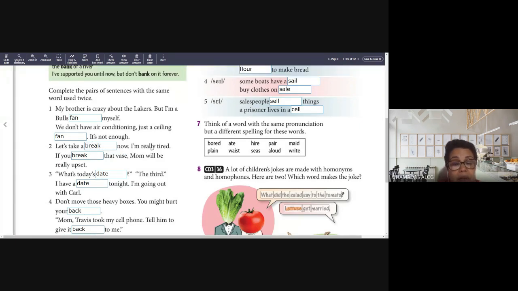So let's take a break now. I'm really tired. If you break that vase, Mom will be really upset. So you see here, take a break, have a pause. Stop. And here, if you break that vase, it's a verb. So two words that we spell the same, but they have different meanings.